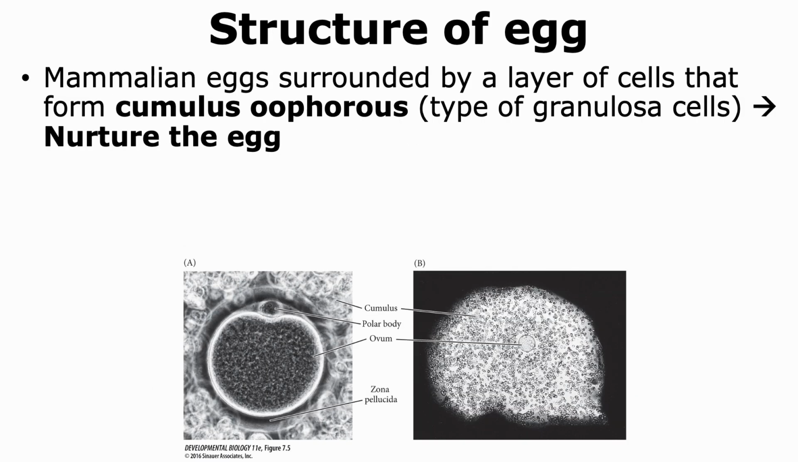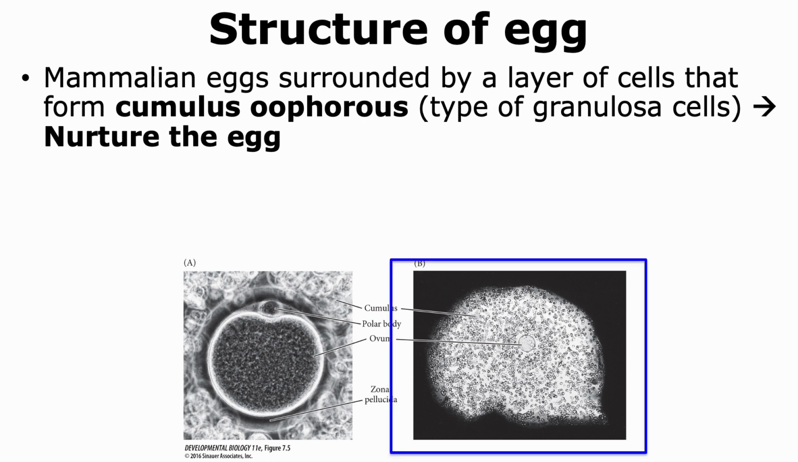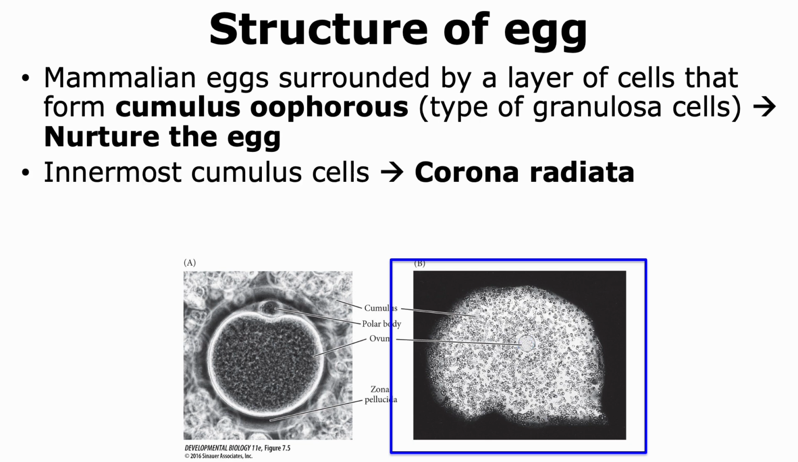To look at more detailed structures of the eggs, let's look at the mammalian eggs. Mammalian eggs, or ova, are surrounded by a layer of cells called the cumulus, and their role is mainly to nurture the egg. Now let us look at the figure on the right in the blue box. Close to the center, there is a circle, and I'm going to outline it in blue. That is the location of the ovum. All the small specks around it are the cumulus cells. The innermost cumulus cells, right near the ovum or the egg, are called the corona radiata.